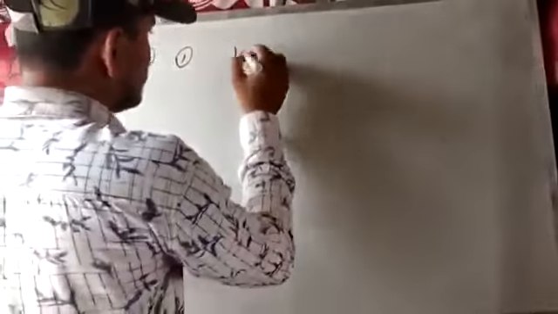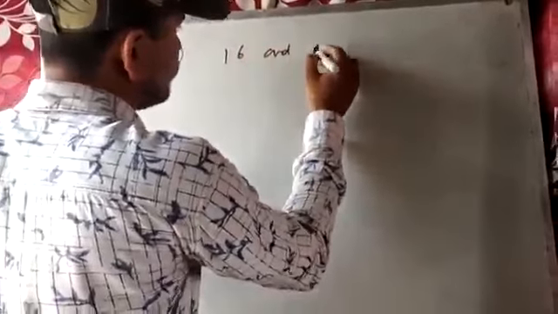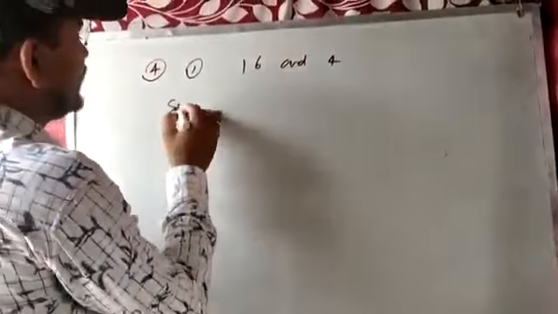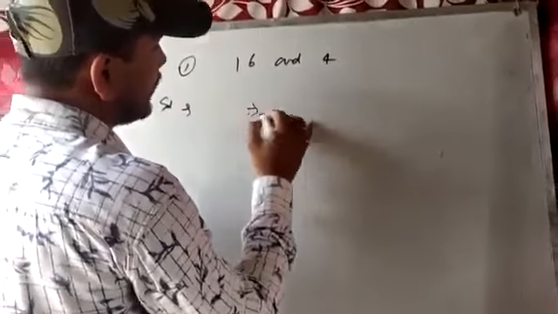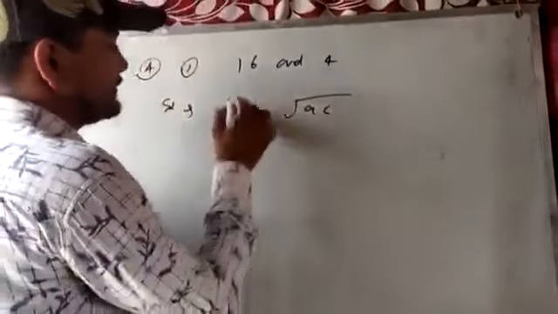Mean proportional. Okay. And the numbers are 16 and 4. That one is very easy. See how you solve. Formula: root under AC. B equal to root under AC.